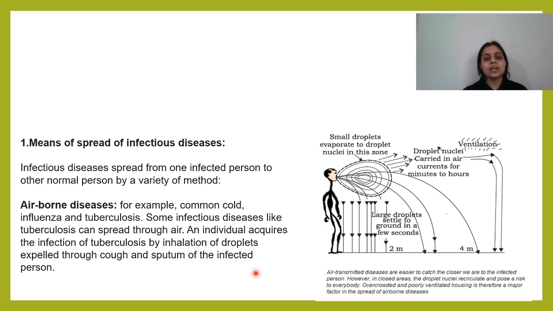When an individual acquires tuberculosis infection by inhalation of droplets, those droplets are expelled through the cough or sputum of an infected person. Inside the droplet, the dormant pathogen will be present. When it is exhaled as he coughs, it is expelled out, and if a healthy person who stays nearby inhales the air containing that droplet, even he will get that infection.